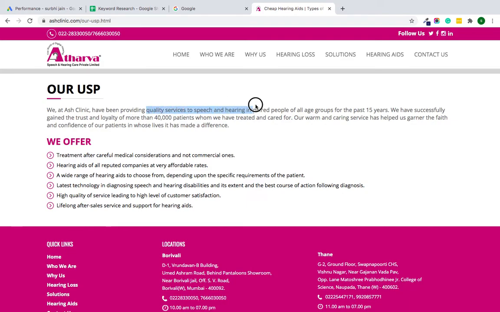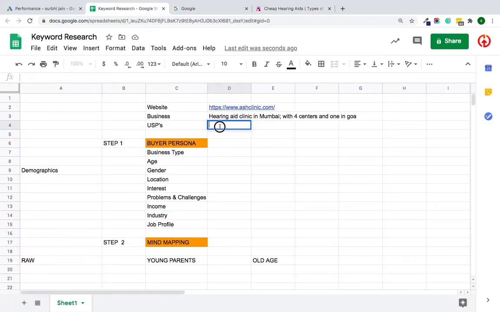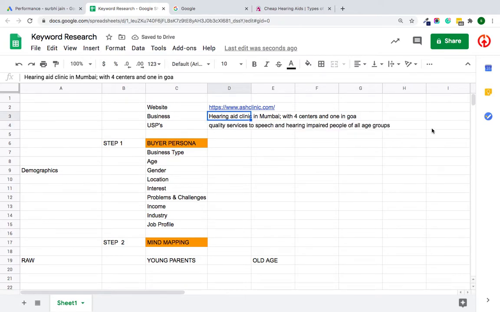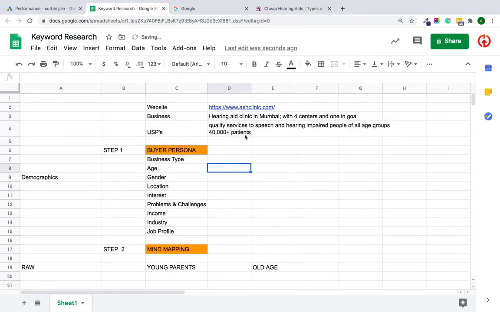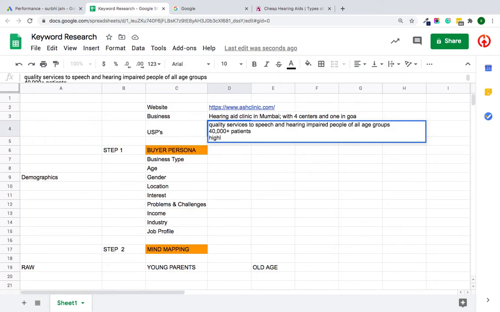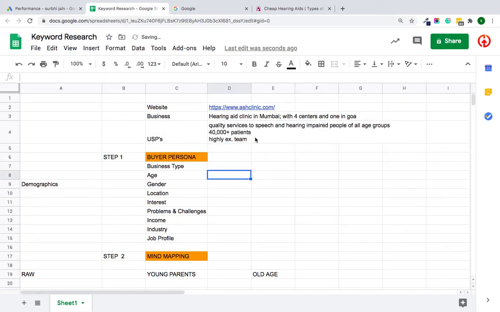So I'm writing quality service for hearing impaired people of all age groups. 40,000 patients already treated, so I'm just writing here 40,000 plus patients. Highly experienced team, and since when they have been in business. You can put quite a lot of USPs here.